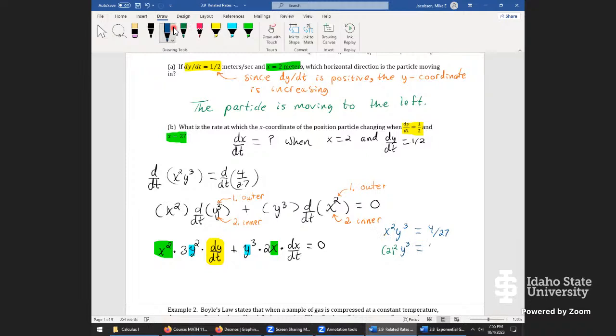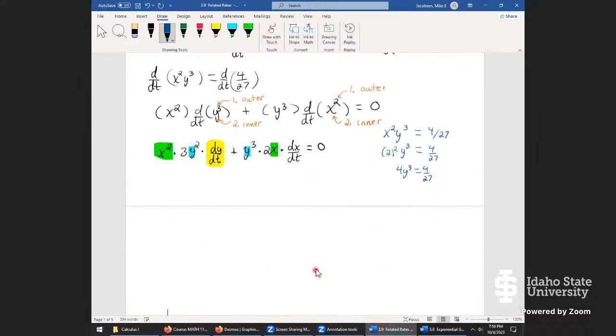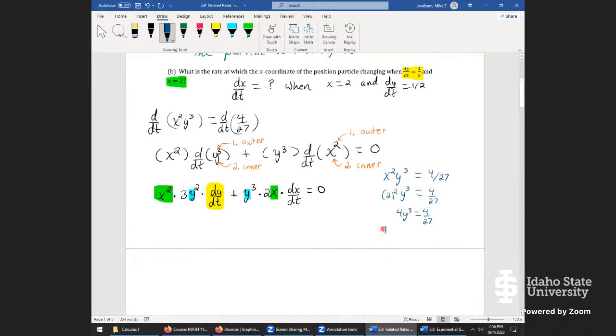y cubed is still here, equals 4/27. The 2 squared is going to become a 4. So we now have 4y cubed is 4/27. Let's hide that example 2 for the moment. Divide both sides by 4, and y cubed is 1/27. And I officially ran out of space, so follow the arrow.